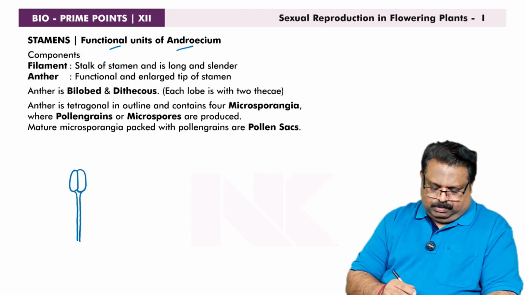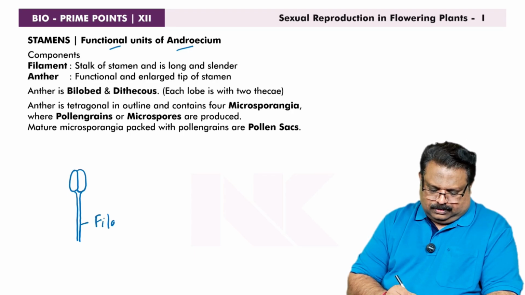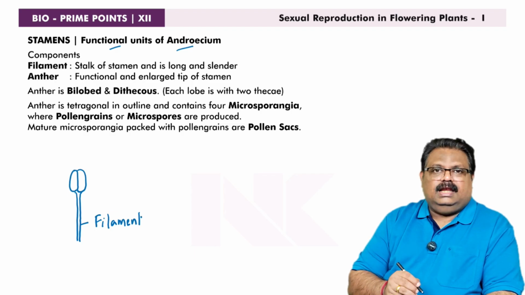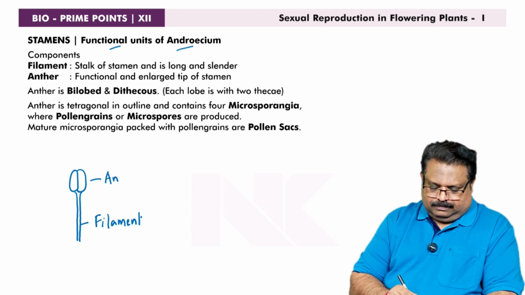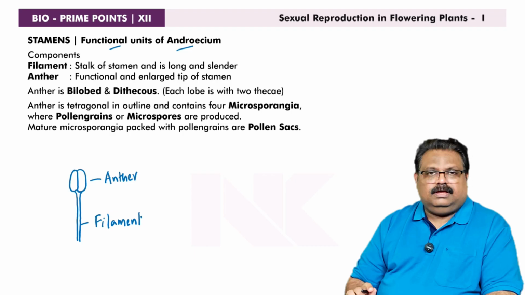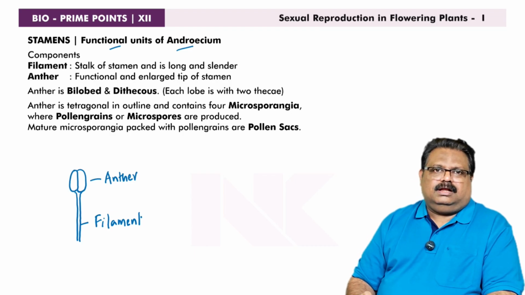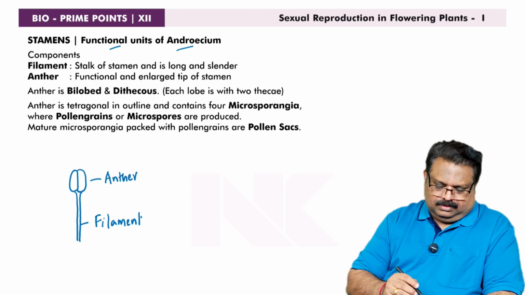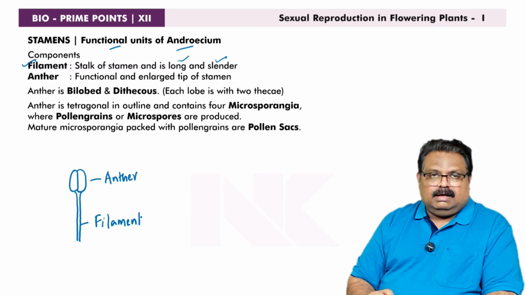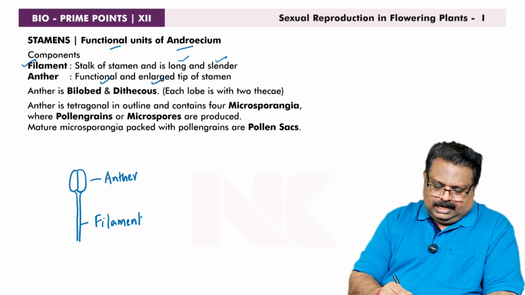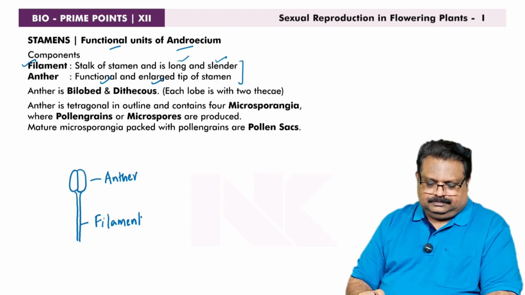The stamen has two parts. This is a stalk, and the stalk is called filament. At the tip of the filament, there is an enlarged bilobed structure where the functional part is present, that is called anther. So, a filament and anther are the components of a stamen. Filament is the stalk of the stamen and is long and slender. Anther is the functional and enlarged tip of the stamen. Only two parts are there.